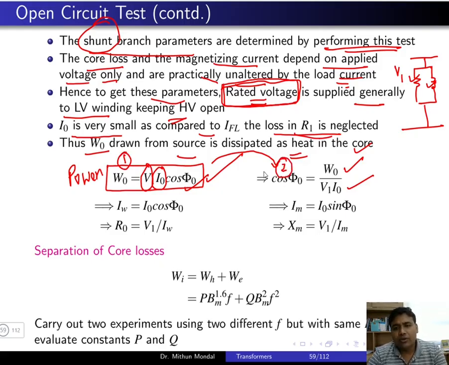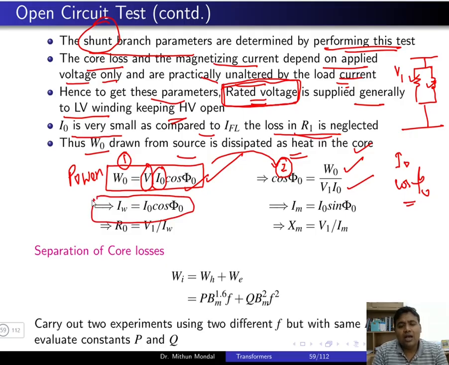So cos phi naught will be W naught by V1 I naught. Now what information do we have now? We have the measurement I naught, that is from the ammeter reading, and we have calculated the value of cos phi naught. So if we have calculated that, then it will be easy to find IW. We know that IW is equal to I naught cos phi naught.